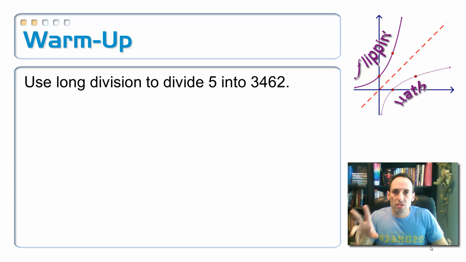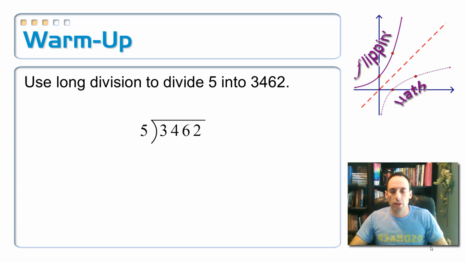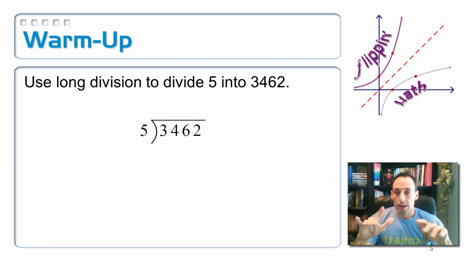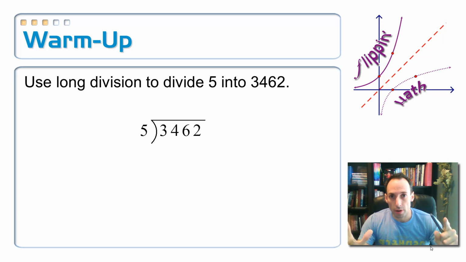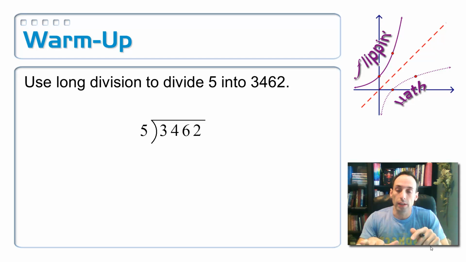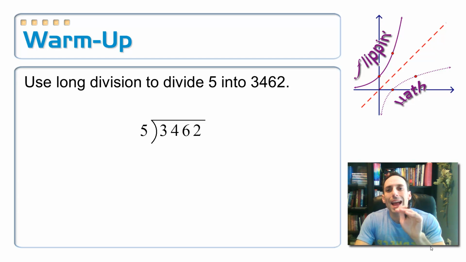Okay, before we get started with the polynomials, though, let's do some old-fashioned long division. We're going to divide 5 into 3,462. If we remember correctly, the 3,462 is going to go inside the division house, and the 5 is going to go outside of the house. Now, I want you to stop right now. Pause the video and see if you can remember how to do that yourself. I don't want a decimal at the end. Leave the remainder or turn that remainder into a fraction or something like that, but no decimal. See if you remember how to do that long division.